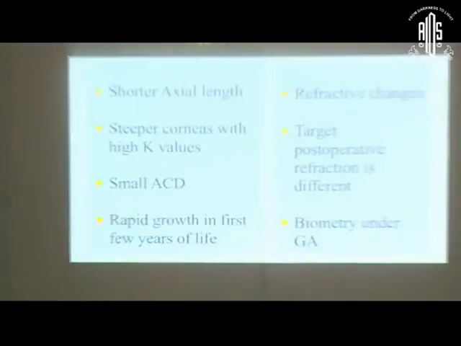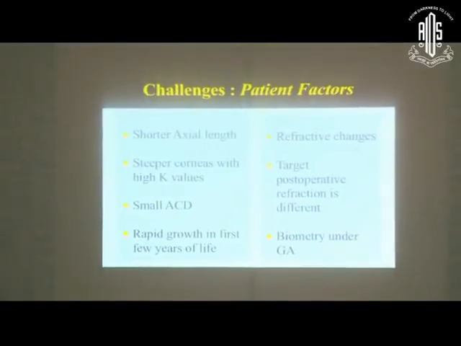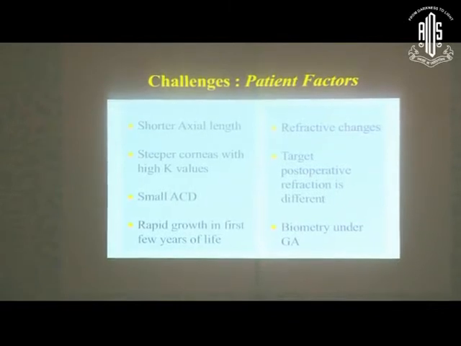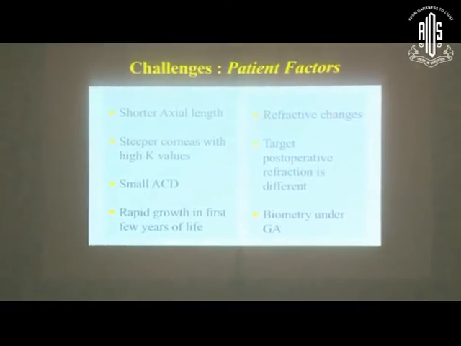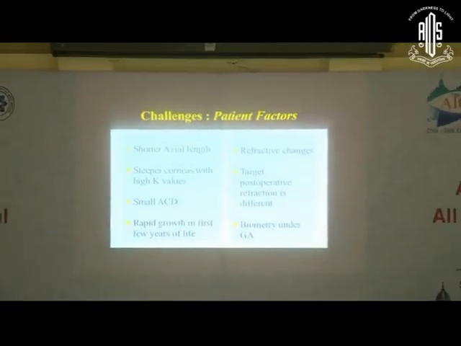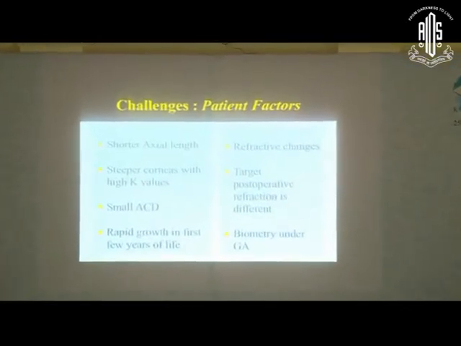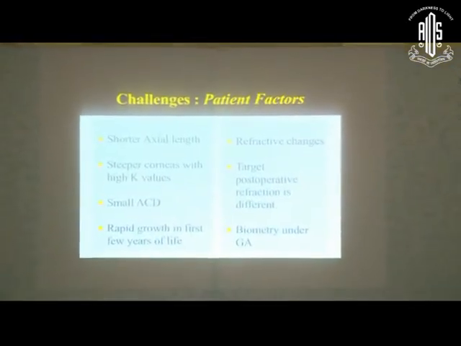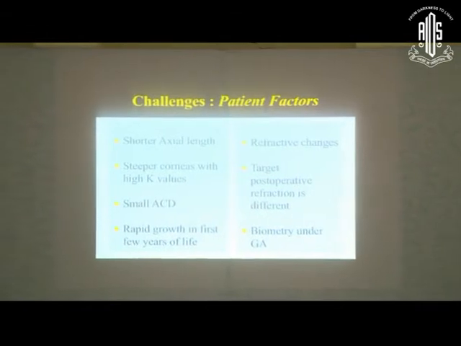They have been designed for adult eyes. They were not designed for pediatric eyes, because pediatric eyes have a shorter axial length. They have much steeper corneas than those of adults. They have shallower AC depth. And as you heard from my previous speakers, there is very rapid growth in the first few years of life. As a result, there is a rapid refractive change in the first few years of life.